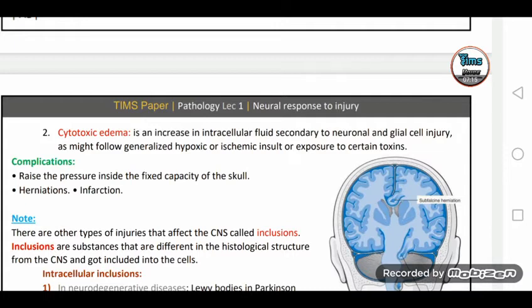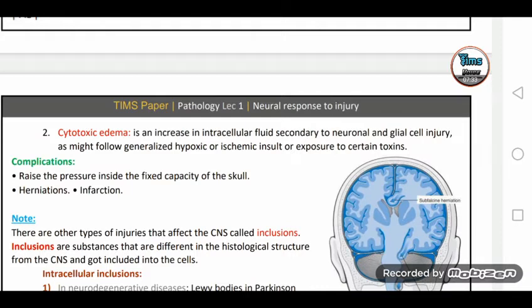Okay, and the issue here is not in the blood vessels, not at all. No, the issue is in the cell membrane, in the cell itself. So the cell, after any severe injury, is going to kill itself by apoptosis, and one of the mechanisms is cytotoxic edema.